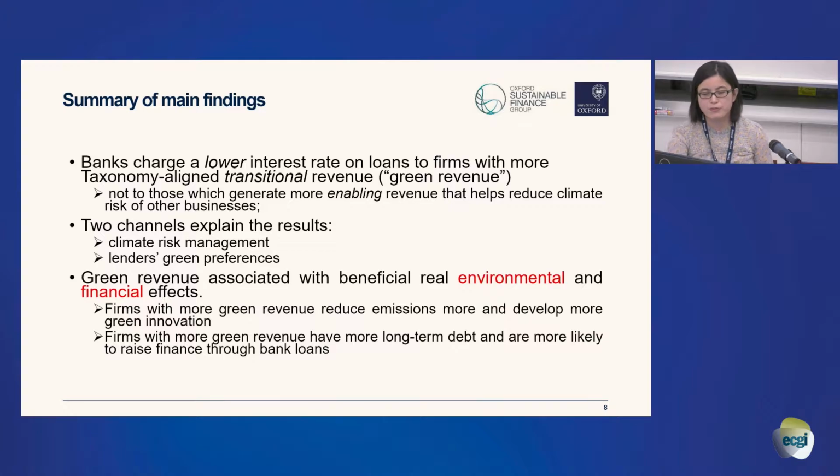In summary of our main findings, banks do charge a lower spread on loans to firms with a larger share of transitional revenues. We also identified two channels that could explain this result: a climate risk management perspective and a lender's green preference perspective. In addition, firms with more green or transitional revenue aligned with the taxonomy reduce more emissions and develop more green innovations. Firms with more transitional revenues also have longer-term debt and tend to finance through bank loans as well.